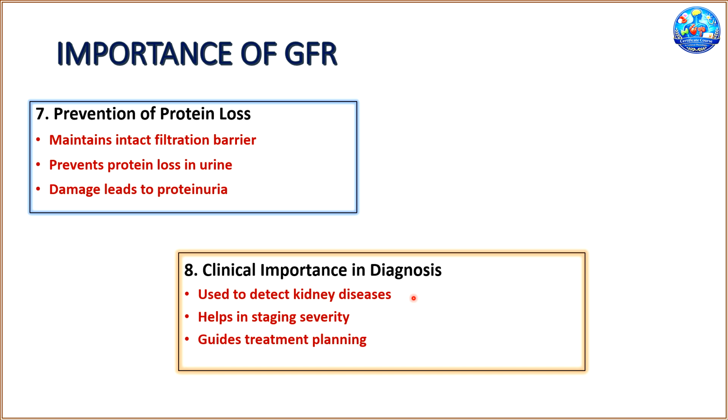Eighth one is clinical importance in disease diagnosis. Glomerular filtration rate is widely used in the diagnosis and staging of kidney diseases such as acute kidney injury and chronic kidney disease. Based on the GFR values, the severity of kidney dysfunction can be assessed, allowing appropriate treatment strategies to be planned.